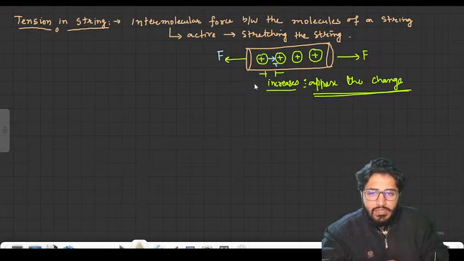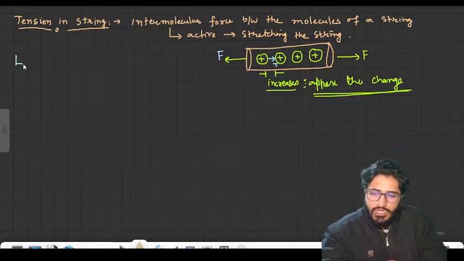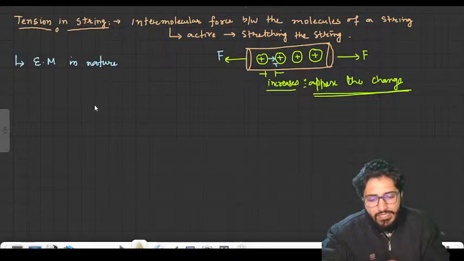Clear? Now atoms are involved, so you can write it is electromagnetic, EM, in nature. Tension is electromagnetic in nature.